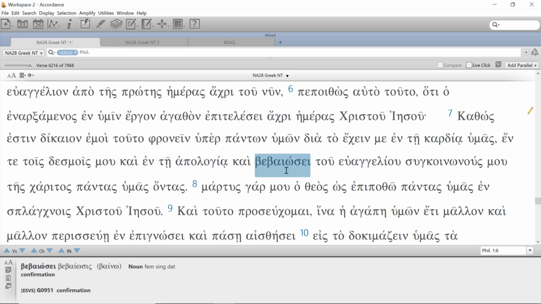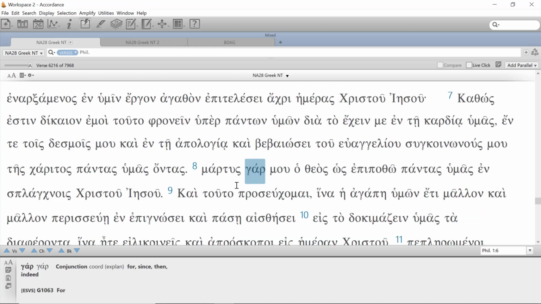And then the confirmation here. In just a few minutes, he's going to talk about how he has some religious enemies who preach the gospel, but they do it with wrong motives and with wrong attitudes. But the Philippians can identify with the Apostle Paul in the sense that they have the same motives and the same attitudes. And this is what strengthens these aspects of Paul's ministry, is knowing these Philippians are with him.